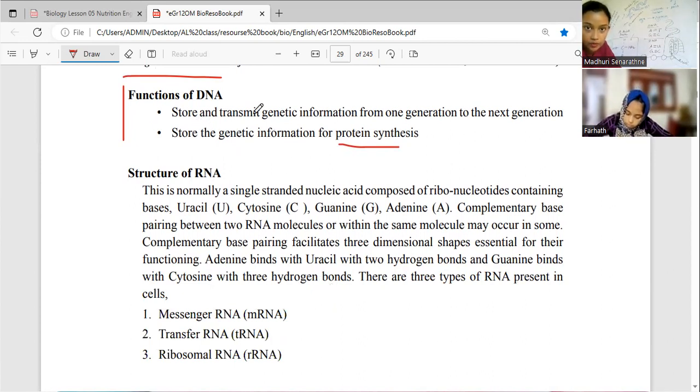Store and transmit genetic information from one generation to the next generation. Store the genetic information for protein synthesis.